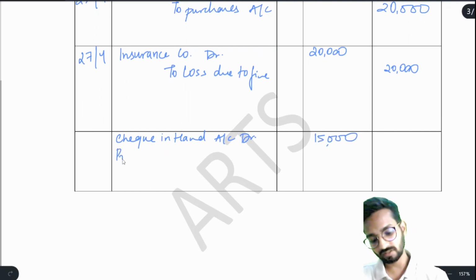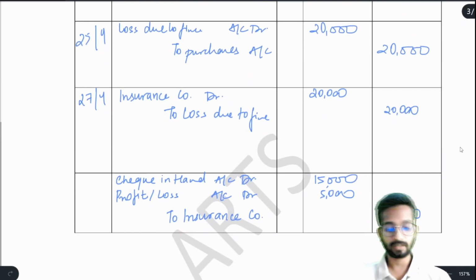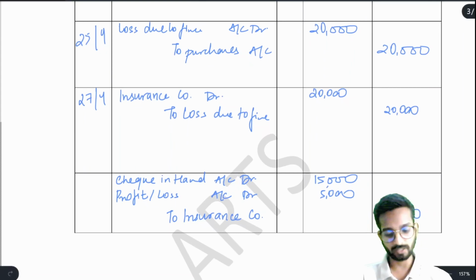It means I have a loss. Whenever there is a loss, profit and loss account debit 5,000 to insurance company. I had to receive 20,000 from the insurance company. They are giving me only 15,000. Therefore, my loss will be 5,000 rupees. Understand this? If you can see here, my net loss is 5,000 rupees only. See how it is functioning.